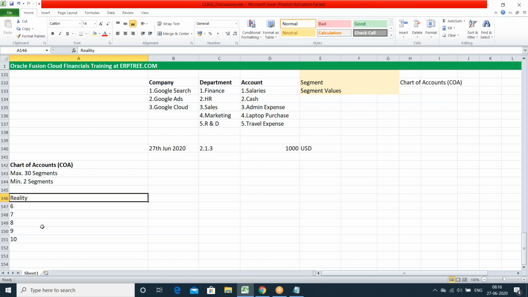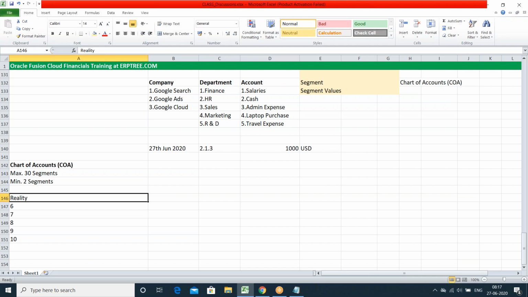Another point is we have to minimize the number of segments. If you don't, say you use 20 segments in your chart of accounts, your system performance will be very bad. The more segments you use, the poorer the performance. That is the reason Oracle strongly recommends using fewer segments. Your system performance will be really good. That's what Oracle is recommending.